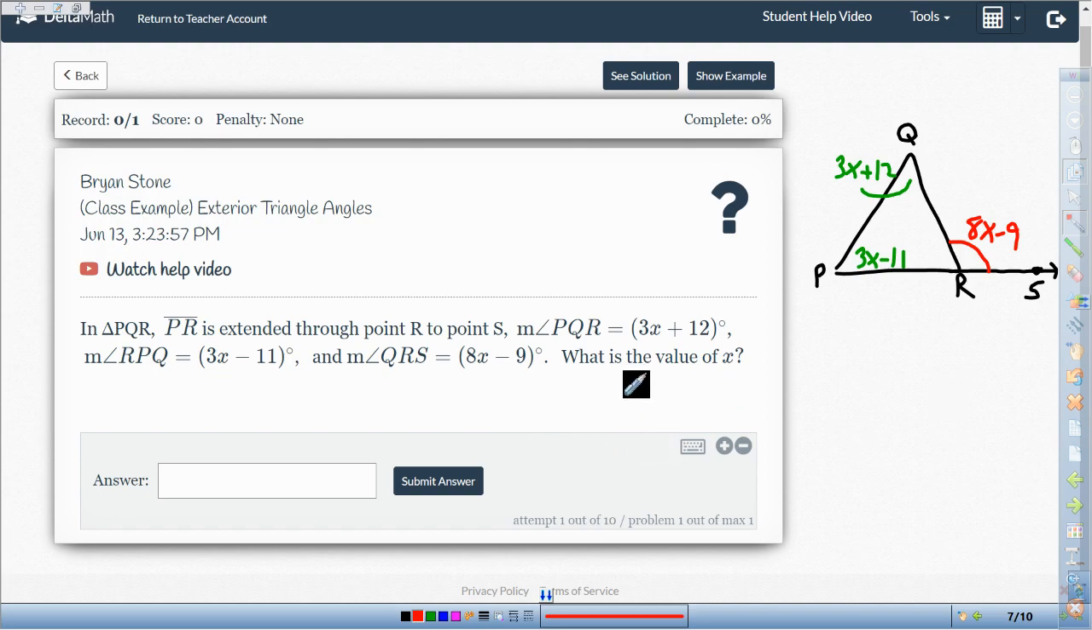Ultimately they want us to find the value of X. Always double check, by the way, whether they want you to find X or plug it back in. DeltaMath will switch it every so often.